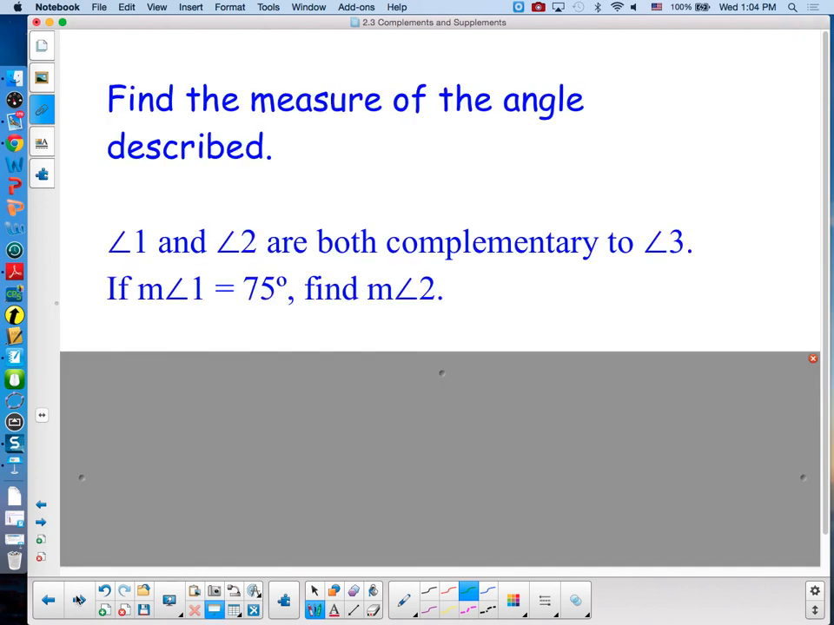So a problem on your homework might be something like this. It says find the measure of the angle that's described. Angle 1 and 2 are both complementary to angle 3. If angle 1 is 75 degrees, find the measure of angle 2. If you go through the theorem, you probably can do it fairly quickly. If you want to go through kind of like what we were doing, I don't have a picture, but I could just list angle 1, angle 2, angle 3.